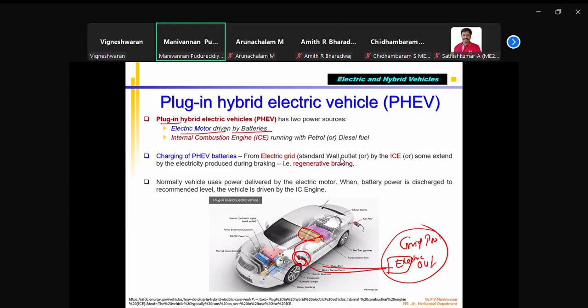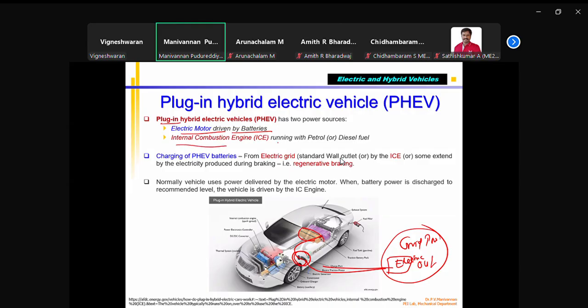Okay, when no other resources are available, you don't have a charging station in between, when you are driving on a highway and suddenly the power is dropping, in that time the engine will automatically kick in and start charging the battery. Please note that in plug-in hybrid, the electric motor only drives the vehicle. The engine never drives because it is a very small capacity. It is going to charge the battery.